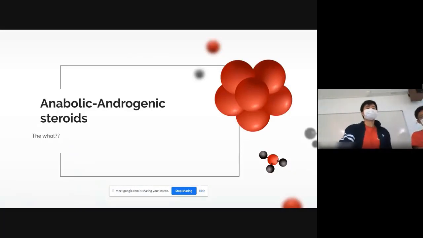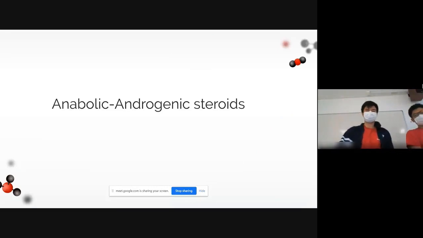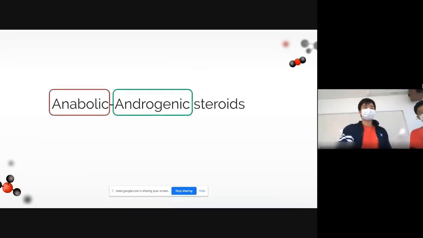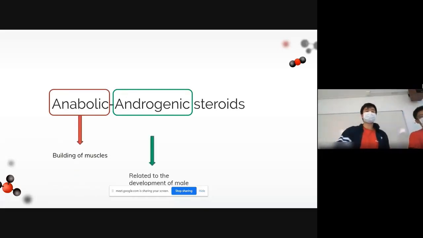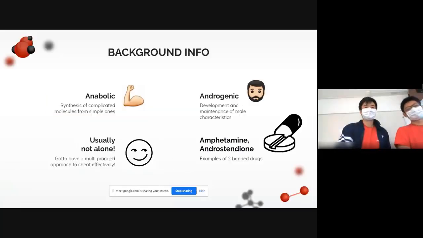Now we'll be talking about the anabolic androgenic steroids. What is an anabolic androgenic steroid? It sounds very complex, but it's actually quite simple. Anabolic stands for the building of muscles, while androgenic stands for anything related to the development of male hormones. So basically, these steroids can help you build muscle and promote the development of male hormones.